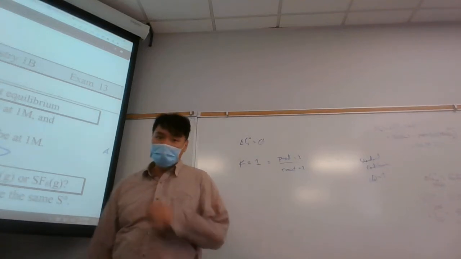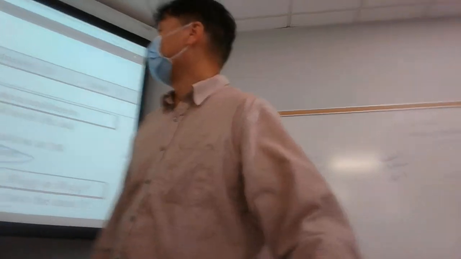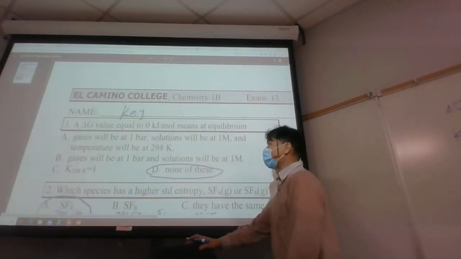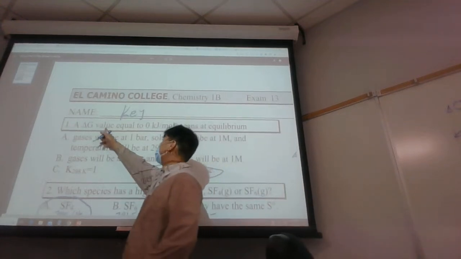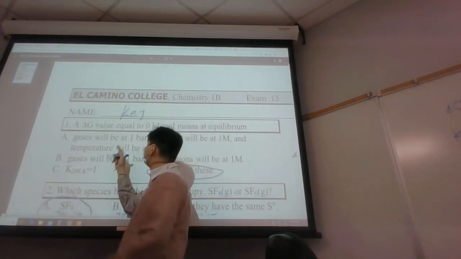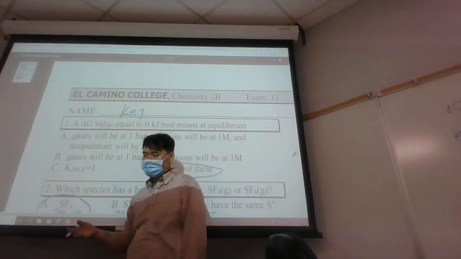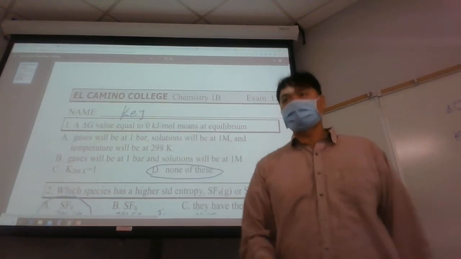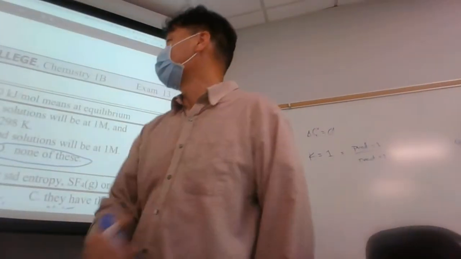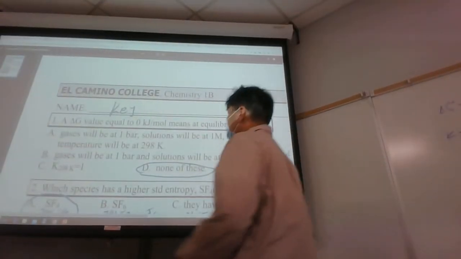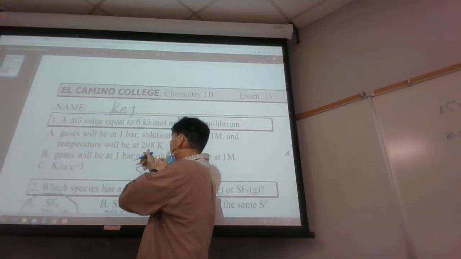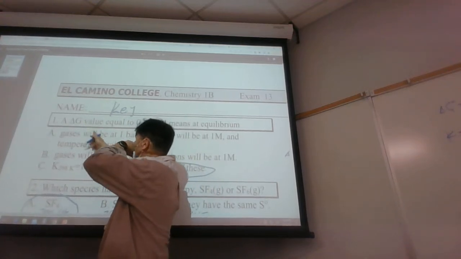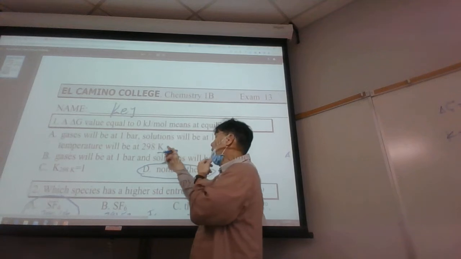And so if this were instead of delta G, which is non-standard, if this instead were delta G naught value equal to 0 kilojoules, what does that mean? Well, that means that you have a very weird situation where K, the equilibrium constant, is equal to 1. If that's the case, then what would be true? Well, A wouldn't be true because we don't know what the temperature is. So if this said delta G naught, A may or may not be true.